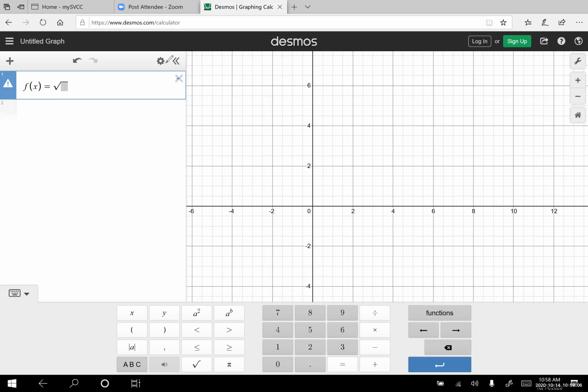Square root of x. And I need to put my little 2 up there, that means square root. I get something that looks like that. Now you can see it looks kind of like half of a parabola on its side. That one is actually exactly what it is.